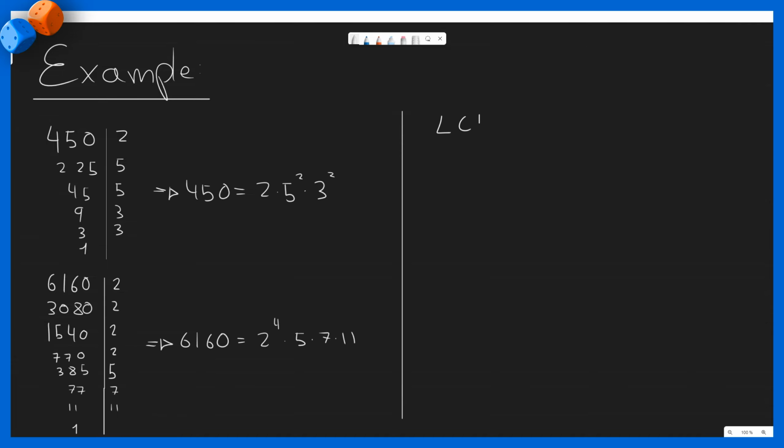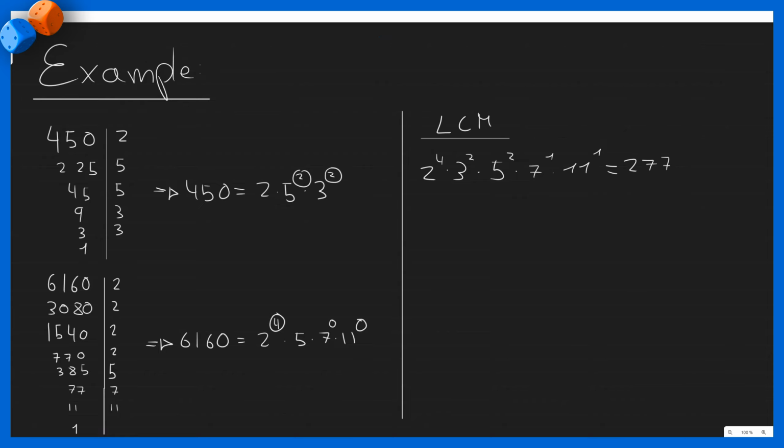To get the least common multiple, we will take all the factors to the greatest exponent. Therefore, we will have 2 to the power of 4 times 3 to the power of 2 times 5 to the power of 2 times 7 to the power of 1 over here, because we don't have any 7 here, times 11 to the power of 1 because of the exact same thing, which equals 277,200.